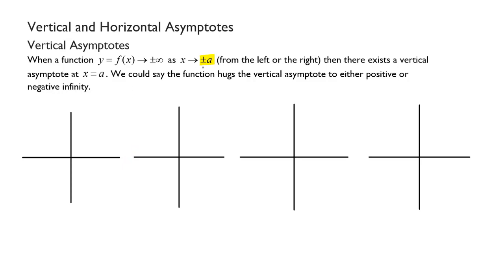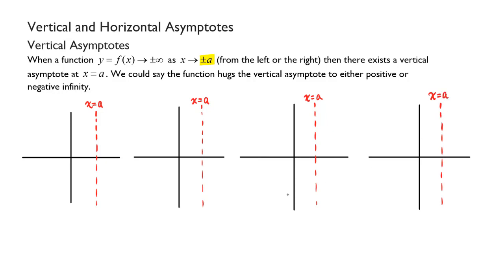If we have an x value that we are approaching, and it is a vertical asymptote, we'll call this A. We could either approach this vertical asymptote x equals A from the left or from the right. And we could have several different scenarios for this happening, so I'm just going to go ahead and draw the vertical asymptotes in all of the different scenarios first. Okay, so here are all my vertical asymptotes.